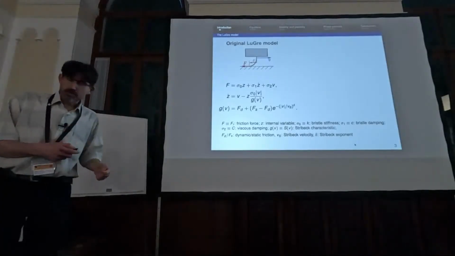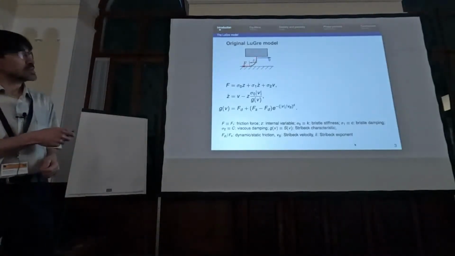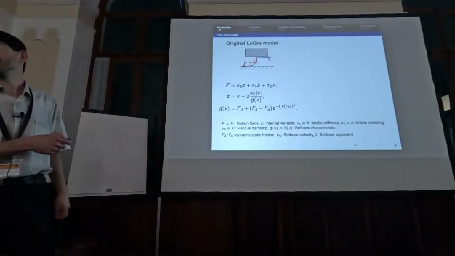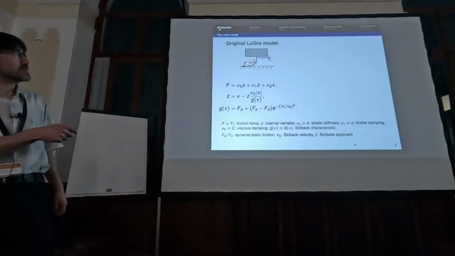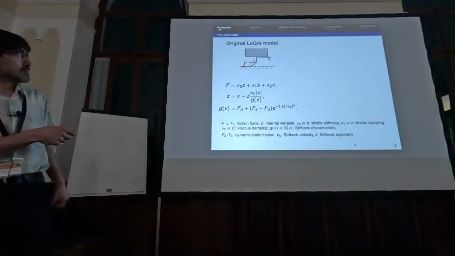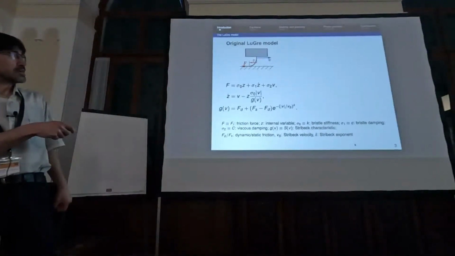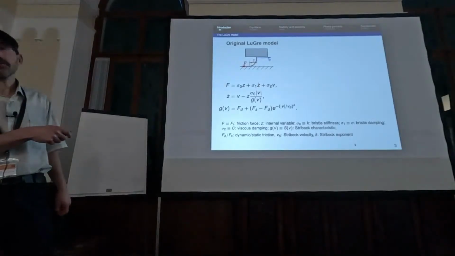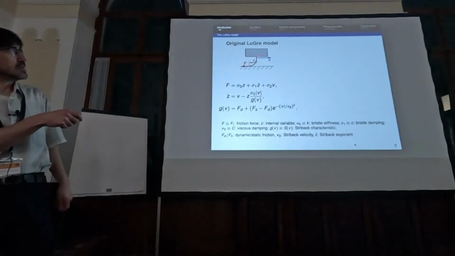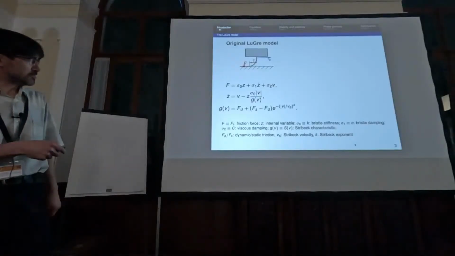The original LuGre model can be interpreted based on this figure. We have a body that moves with velocity v, and we have a bristle, and the bristle deformation is denoted by z. We have a friction force F that is a linear combination of the bristle deformation z, the deformation speed, and v, the velocity of the body.